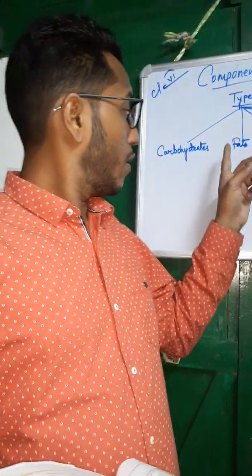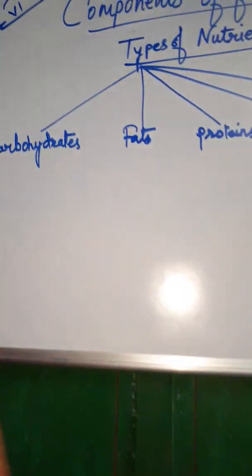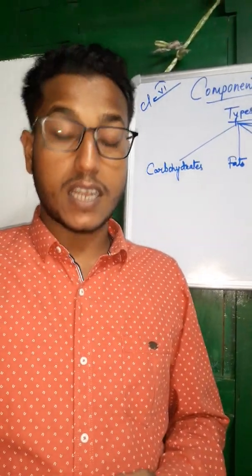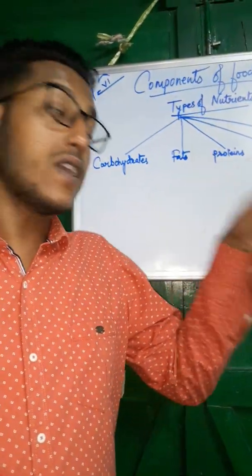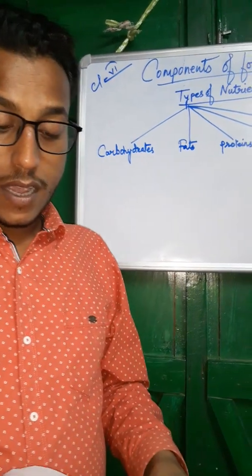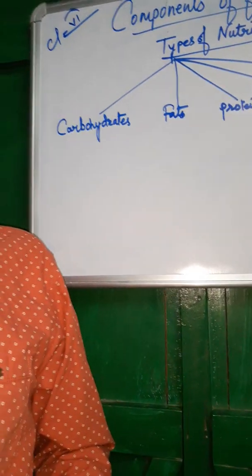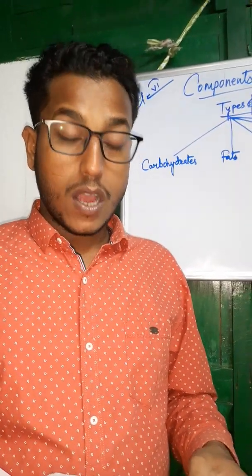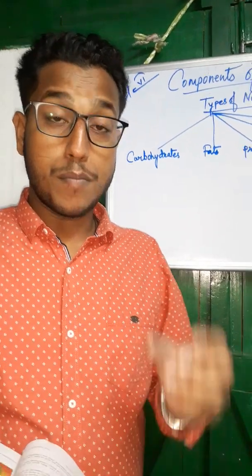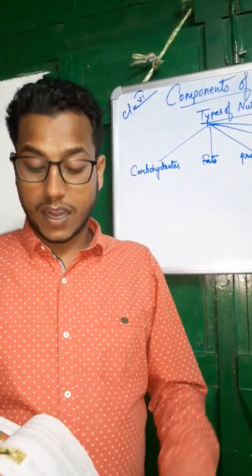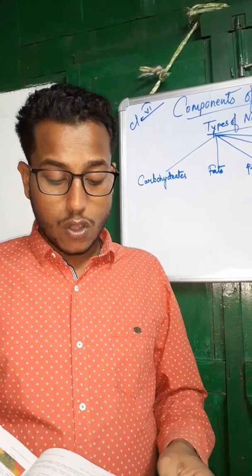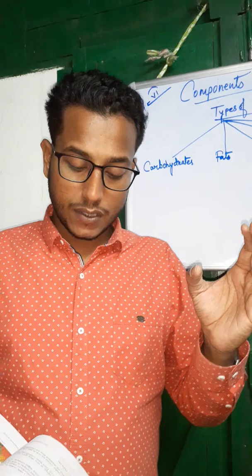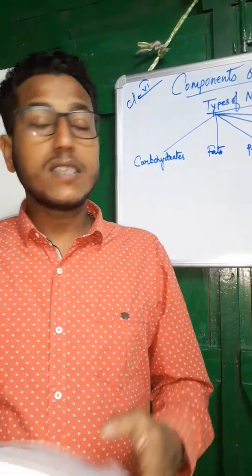Number two, fats. They also provide us energy. In fact, they give us twice the energy that carbohydrates give. Food items containing fats are called energy giving foods. Coconut oil, nuts, almonds, butter, and cream are rich in fats. On the basis of the source from which fats are obtained, they are classified into two types, animal fats and plant fats.